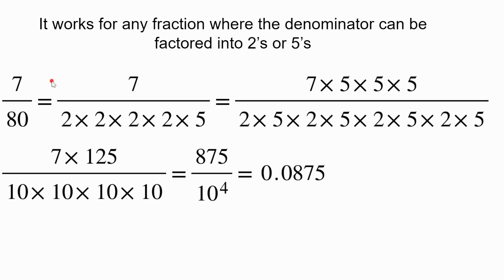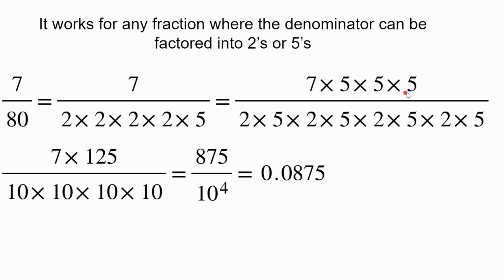Works with any number as long as that number can be factored into 2's or 5's or a combination of 2's and 5's. So 80 factors into 2 times 2 times 2 times 2 times 5. Put in your calculator. 2 times 2 is 4, times 2 is 8, times 2 is 16. 16 times 5 is 80. So now I'm going to do 2 times 5, 2 times 5, 2 times 5, and I've got a 2 times 5 here. So 2 times 5, 2 times 5, 2 times 5, 2 times 5. So I added these 3 5's in.